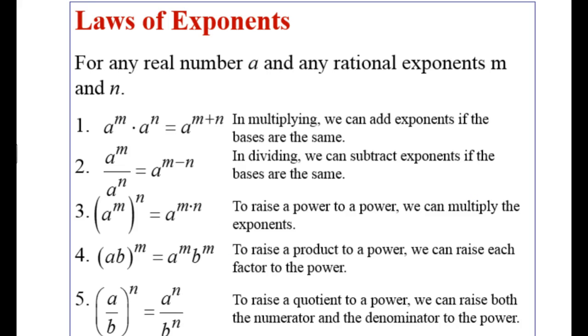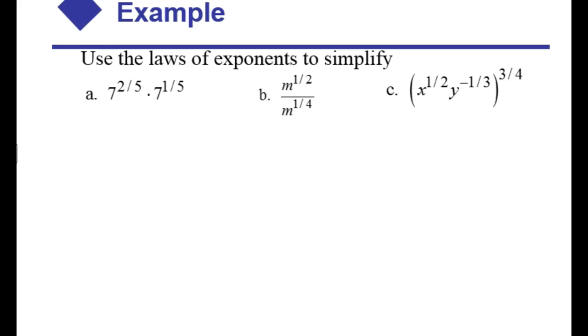Good. So here are the basic rules. You rewrite the base and add the exponents. If you're dividing, you subtract. Power raised to a power, you multiply. You can distribute over multiplication and division. So you're going to rewrite the base and add the exponents. 2/5 plus 1/5 for a whopping 3/5.